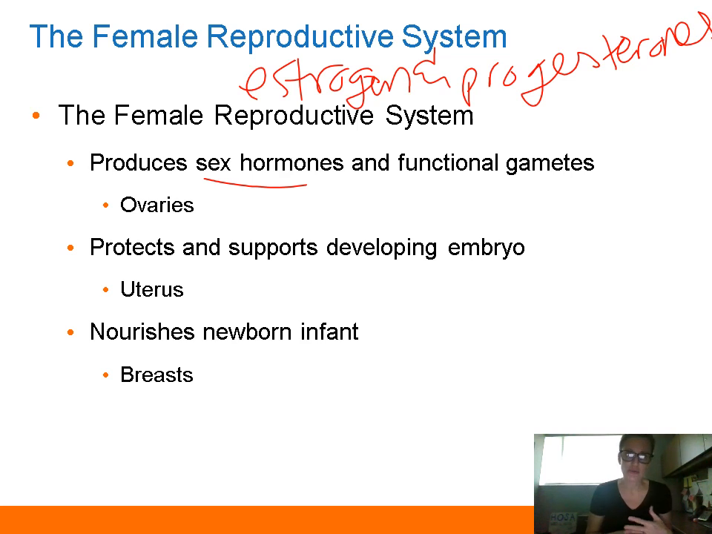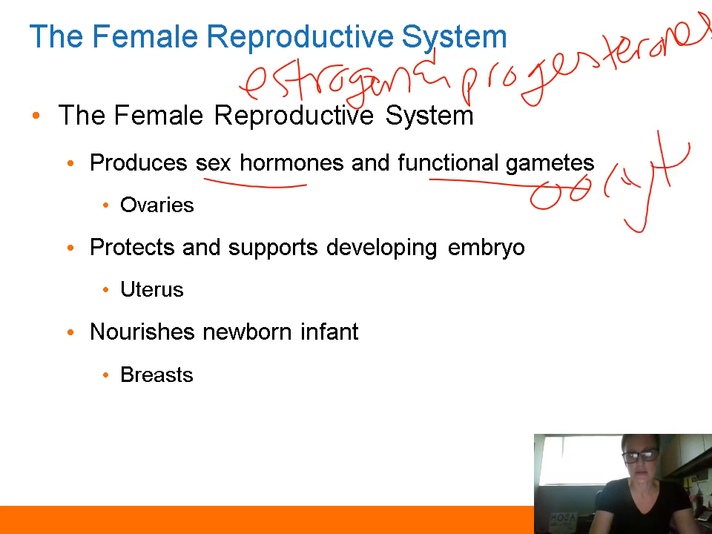So the female reproductive system produces these female sex hormones as well as functional gametes. The functional gamete is the egg or the oocyte. But the oocyte is just a fancy word for the egg. And that egg is the female gamete. Remember, the spermatocyte or the sperm was the male gamete. And those two things join together to produce offspring. The production of the sex hormones and the production of the oocyte occurs in the female ovaries. These are the female glands of the reproductive system, equivalent to what we saw as testes in the male.